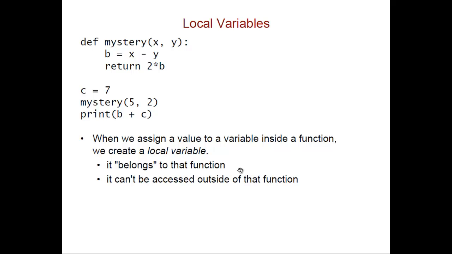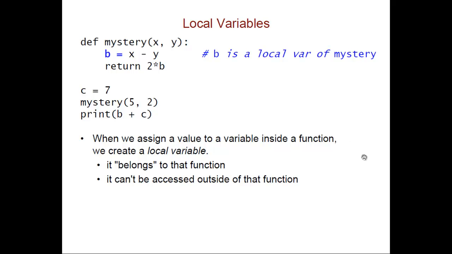Local variables are variables that are created when we assign a value to a variable inside of a function. So for example, in this code, b is a local variable of the function mystery because we're assigning it a value inside the function. And local variables, you can think of them as belonging to that function.